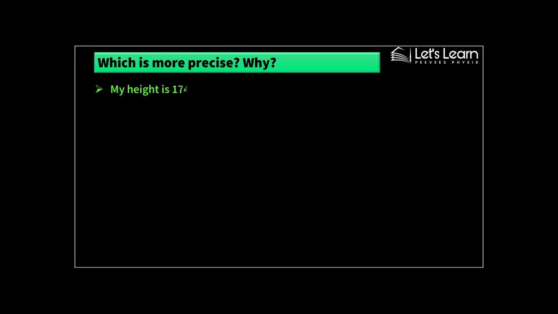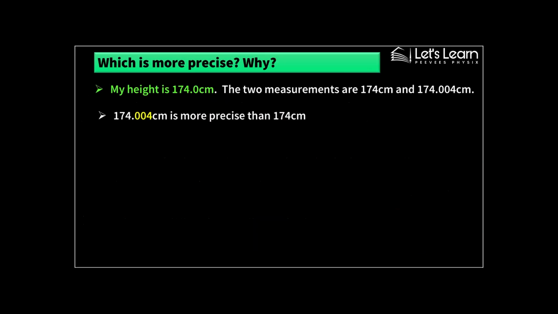Now let's do some questions. My height is 174 centimeter. We made two measurements. First measurement is 174 and the second measurement is 174.004 centimeter. Which measurement is more precise? This measurement is more precise.